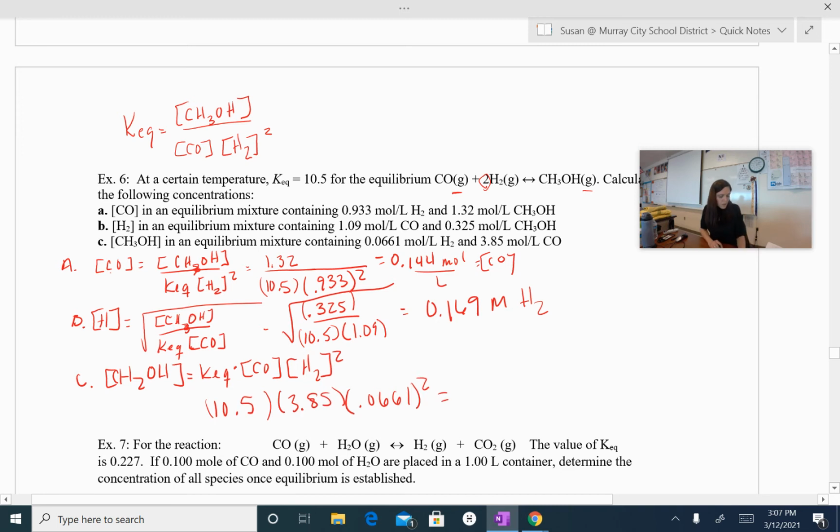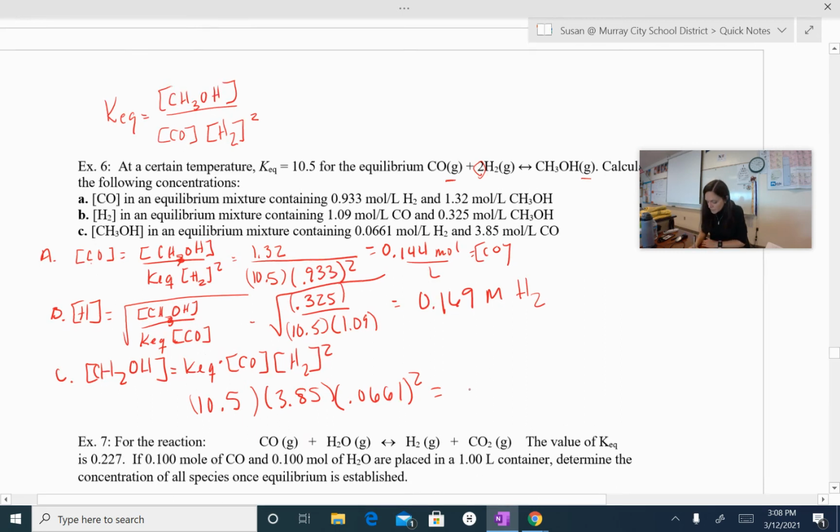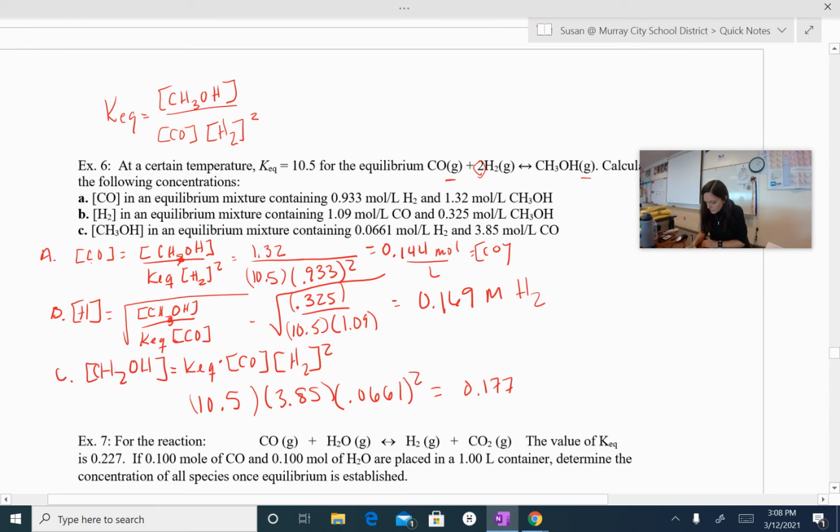Okay, so when I do that to 3 sig figs, so 10.5 times 3.85 times 0.0661 squared, 3 sig figs, 0.177 molar. So 0.177 molar methanol.